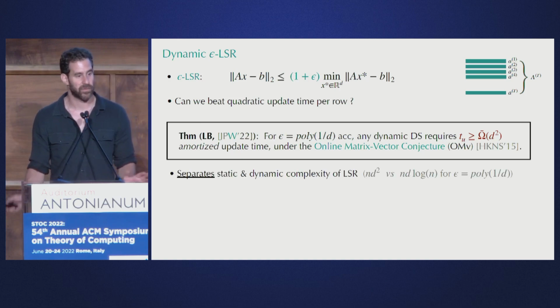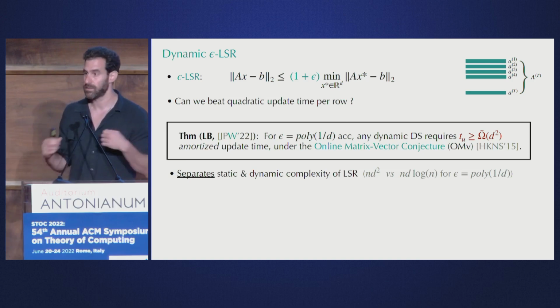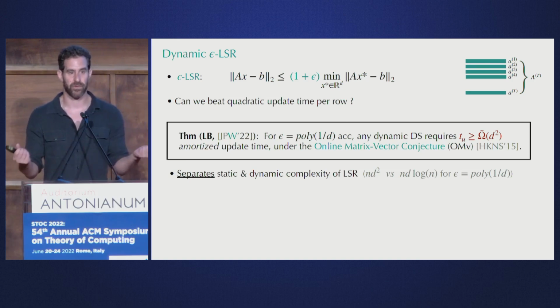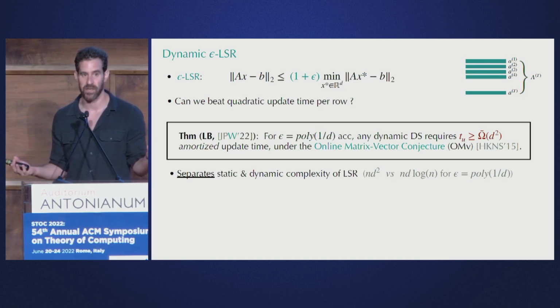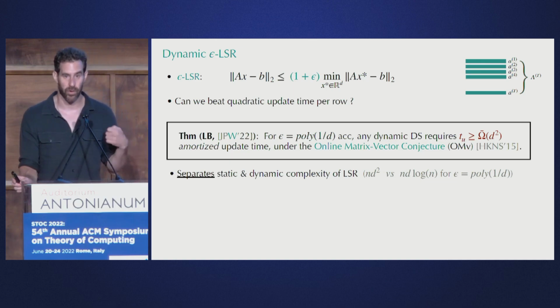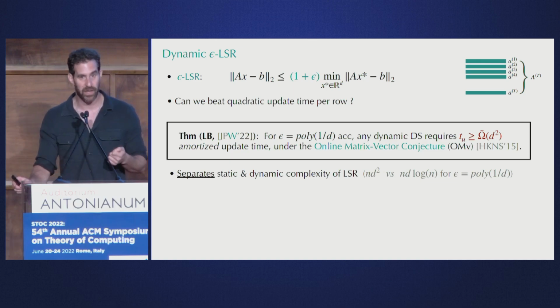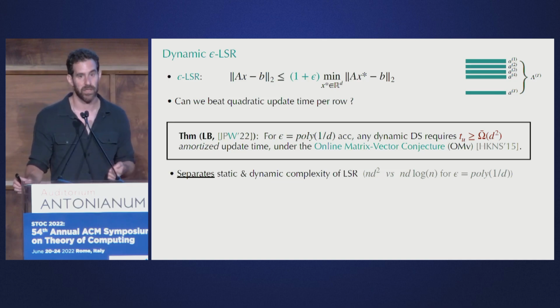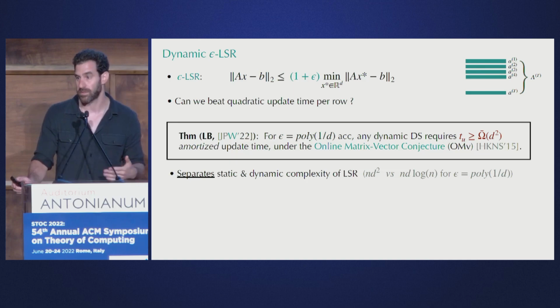All right, so the nice thing about this is that it's the first separation for this problem between the static and dynamic setting. Recall that in the static setting, we were able to get a logarithmic dependence on epsilon. So we had a very quick input sparsity time, high accuracy solver for this problem, whereas in the dynamic setting, we're showing this is impossible under OMV.